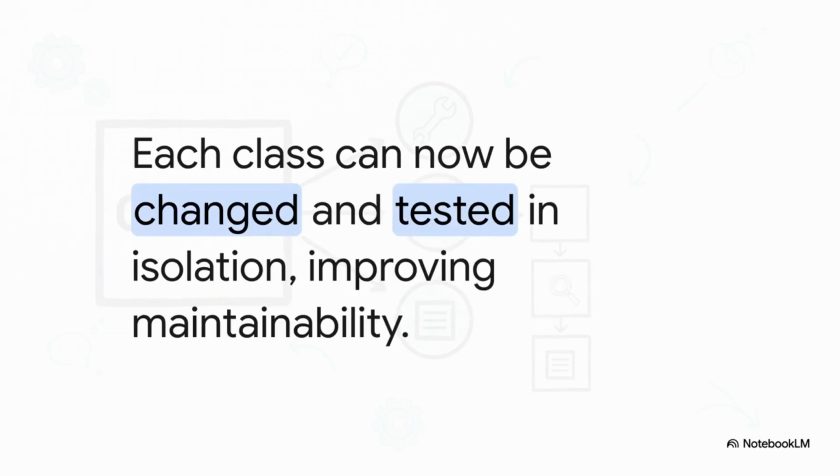And here is the big payoff. This is why we do all this work. Now, if the validation rules change, we only have to touch the UserValidator. The database code is safe. It's untouched. And testing? Oh, it becomes a dream. You can test each of these small, focused classes all by themselves.